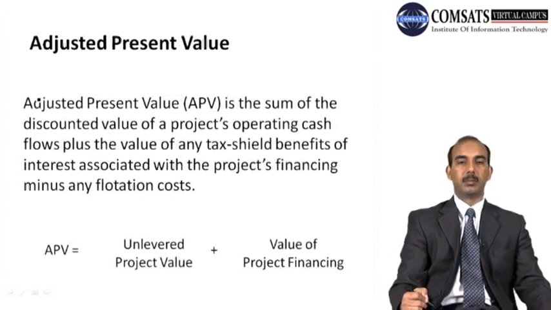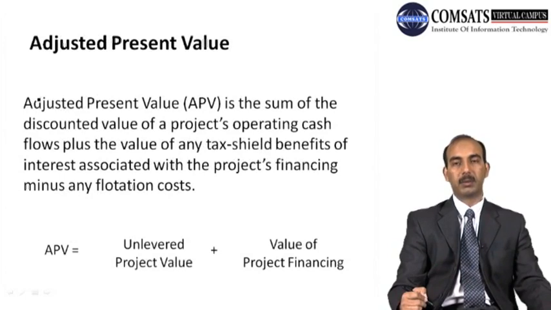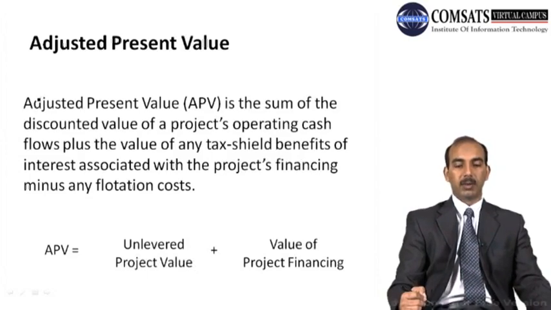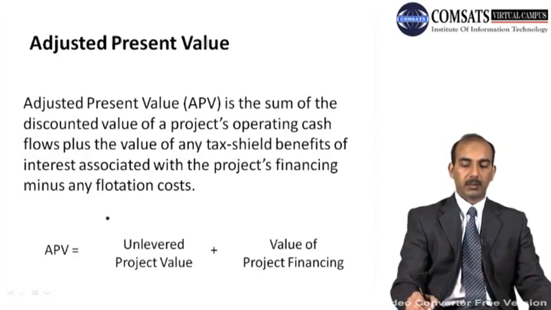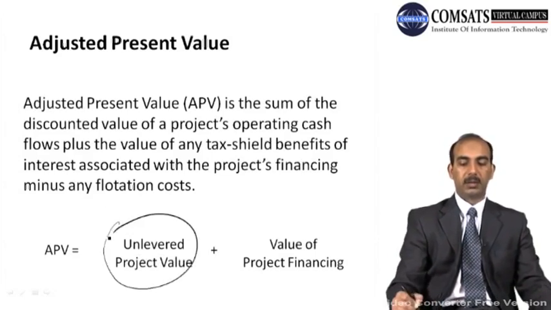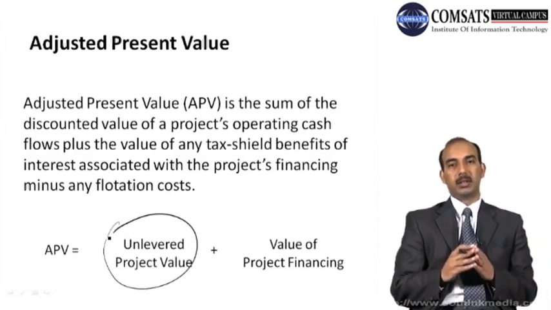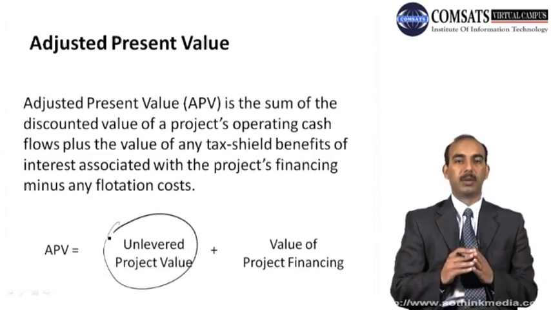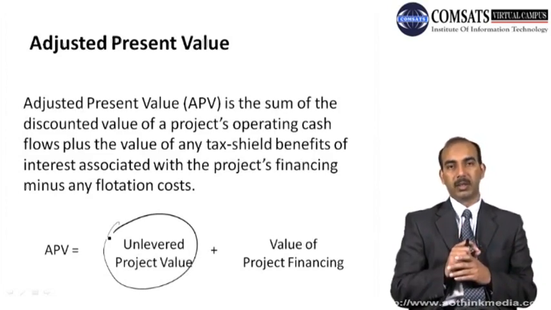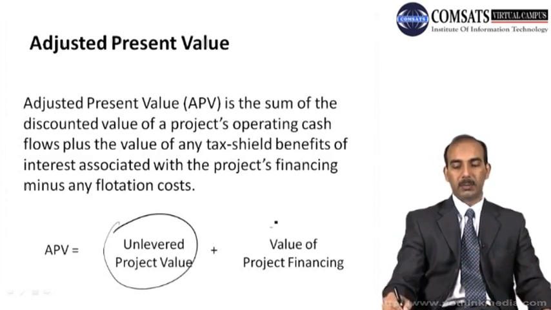And what is adjusted present value? Adjusted present value is the sum of the discounted value of the project's operating cash flow plus the value of any tax shield benefits of the interest associated with the project's financing minus any flotation cost. When we calculate the adjusted present value, तो इसमें हम सबसे पहले क्या करते हैं कि we calculate the net present value of unlevered project value. That is, हम suppose करते हैं कि the project is all financed with equity and we calculate the net present value for that, and then we calculate the value of project financing.